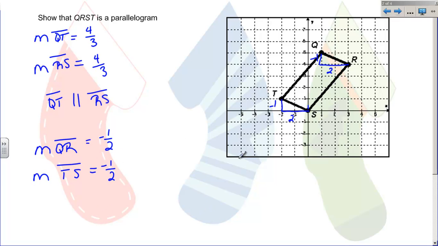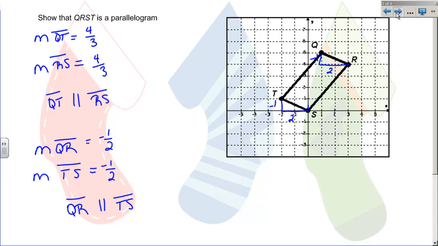So what I just proved, because they have the same slope, and it's obvious that their y-intercepts are going to be different, is that QR is also parallel to TS. Since these two segments here are parallel and these two segments here are parallel, then it really is a parallelogram, and I showed that by proving that the sides were parallel. And I did that because I know slopes have to be the same.